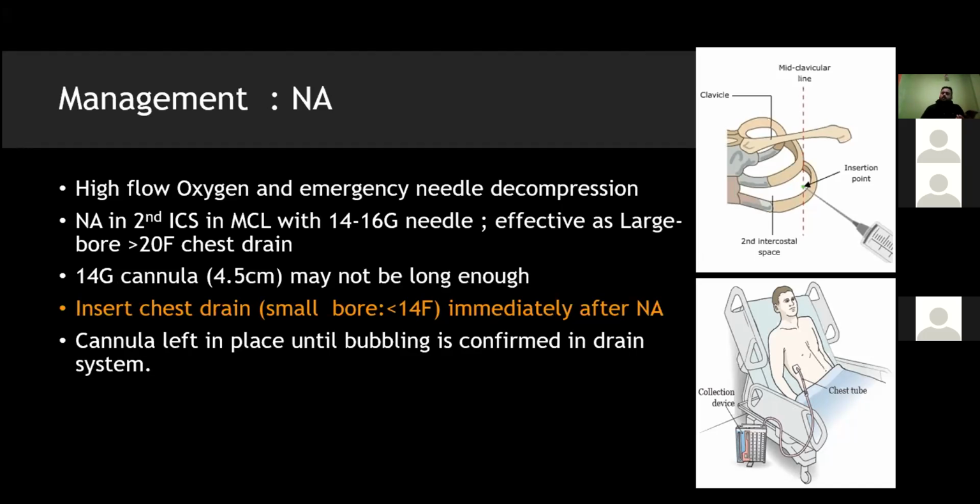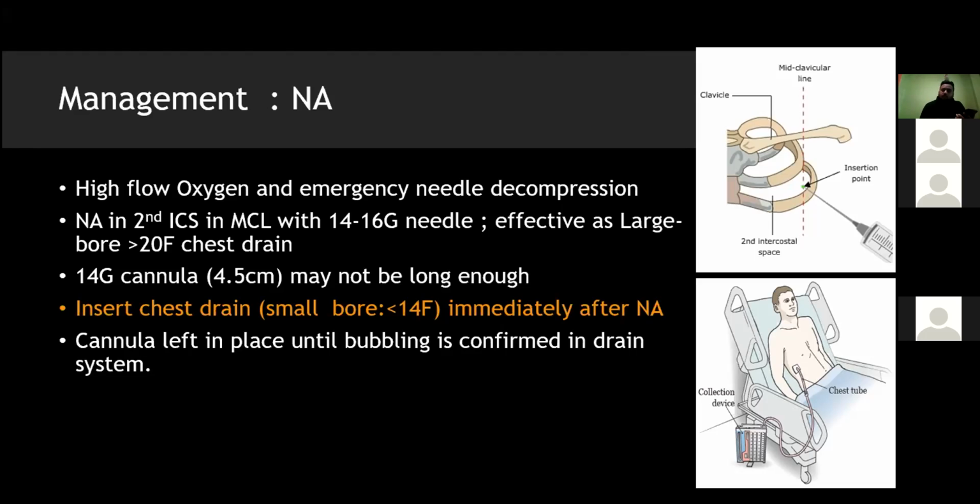Needle aspiration is done in the second intercostal space in the midclavicular line, like I have shown in the picture on the right side. And the needle size is usually a 14 to 16 gauge needle. Sometimes in obese patients, it may not be of sufficient depth. So people often use a 5 centimeter angiocatheter for needle aspiration.